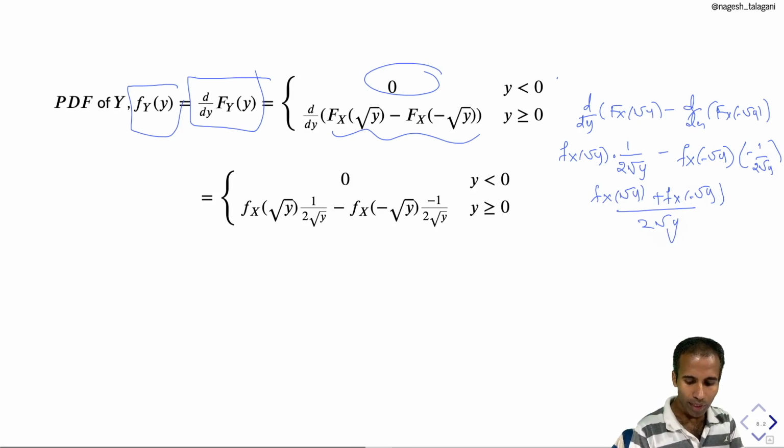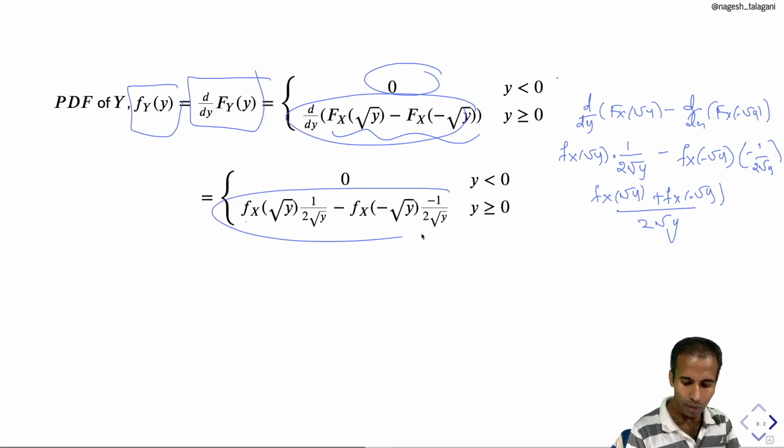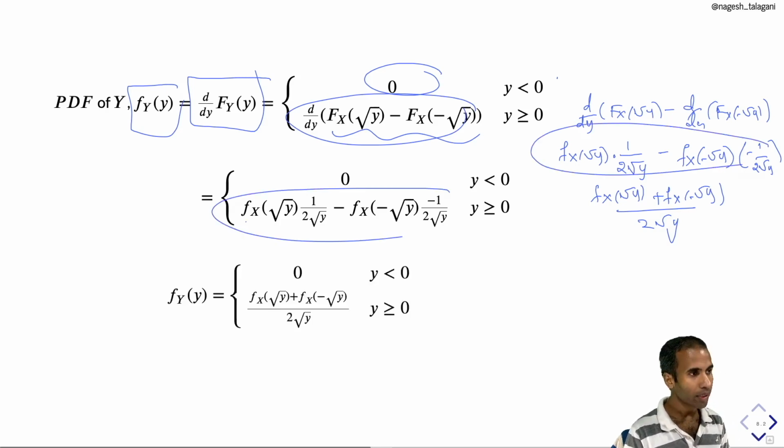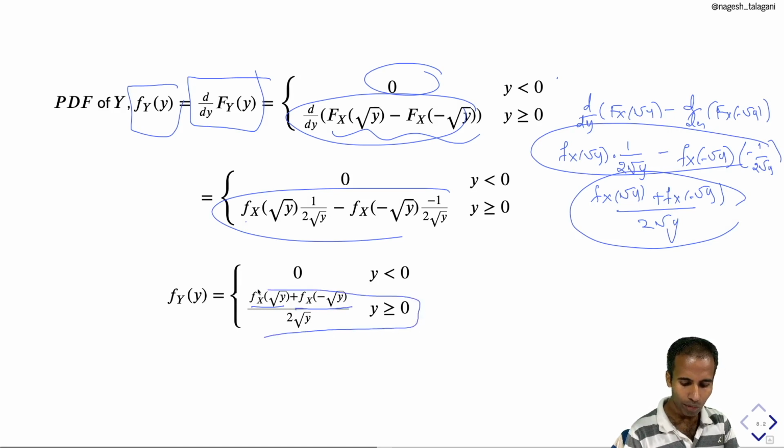So when y is less than 0, this is 0. Now if you differentiate this, we end up with f_X of root y by the chain rule. I just did this here. In the next step, we will end up with this: f_X of root y plus f_X of minus root y, by 2 root y, when y is greater than or equal to 0. When y is less than 0, you have a 0.